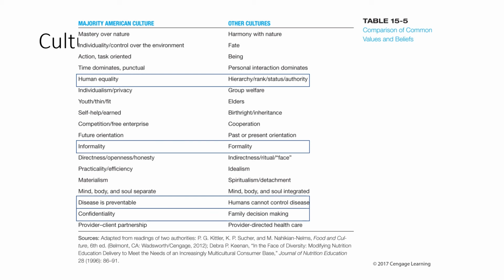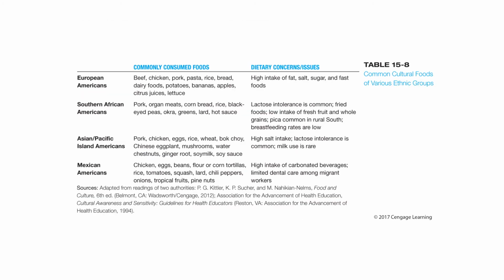Confidentiality, the same. Family decision making. Confidentiality is very much a part of American culture, whereas in other cultures one person cannot make a decision, the whole family has to make the decision together. So when you want to get permission for a person to undergo an operation or maybe follow a special diet, you cannot only speak to that one person, the whole family will have to be there to make the decision.